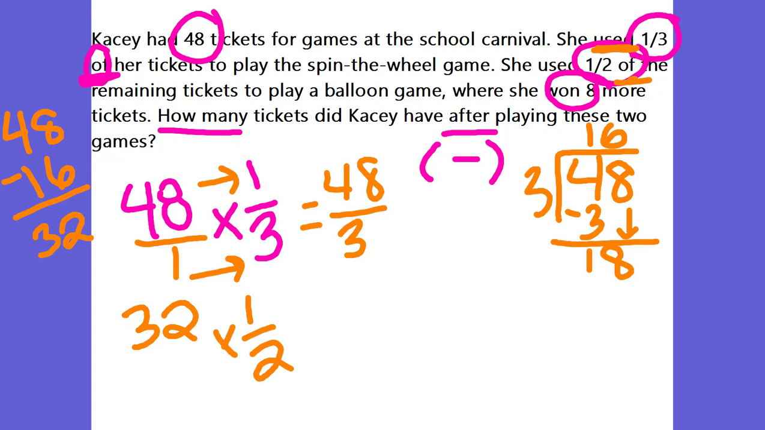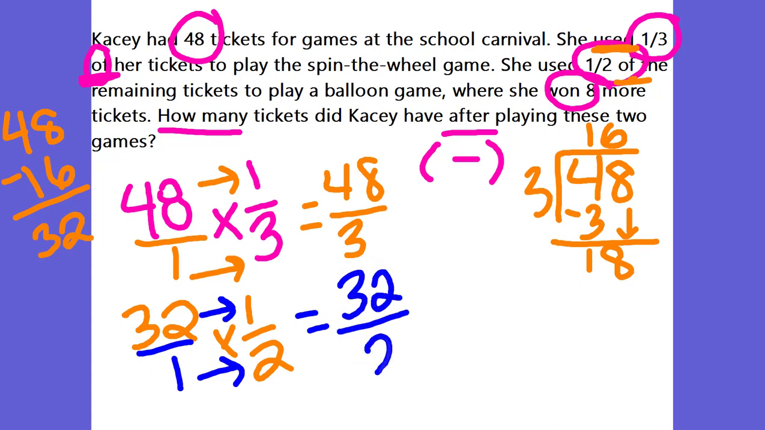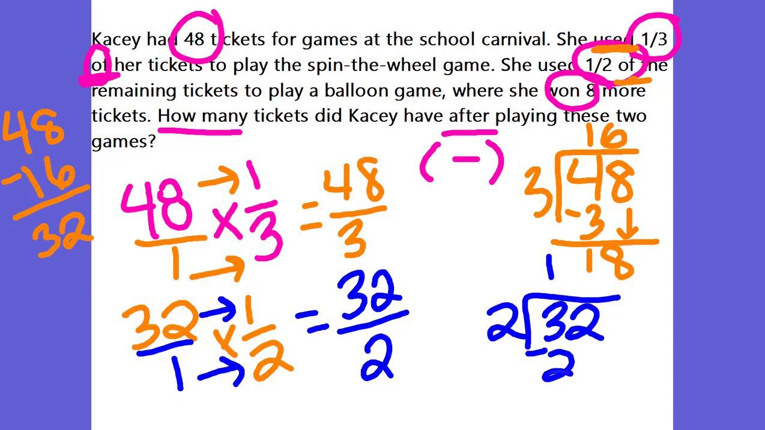I need to remember that with fractions, my denominator needs to be 1 so that I can multiply straight across. 32 times 1 is 32. 1 times 2 is 2. That means I need to divide 32 by 2. That equals 16. Let me carry down that 2. 12 divided by 2 is 6. So Casey used another 16 tickets. Let me go ahead and subtract that.